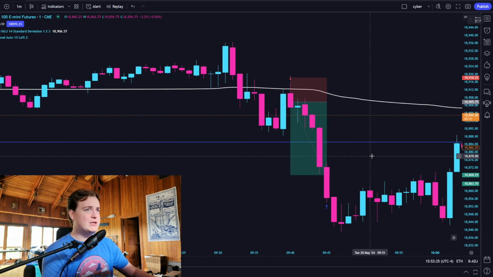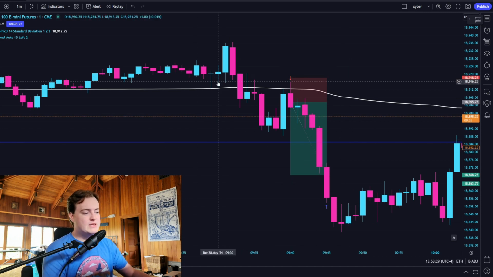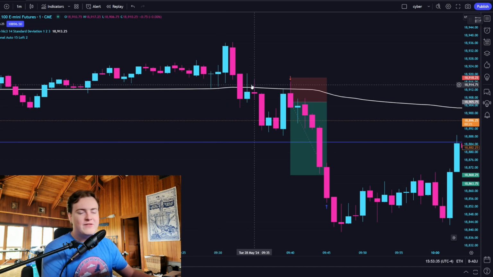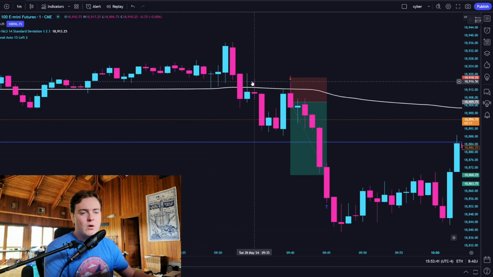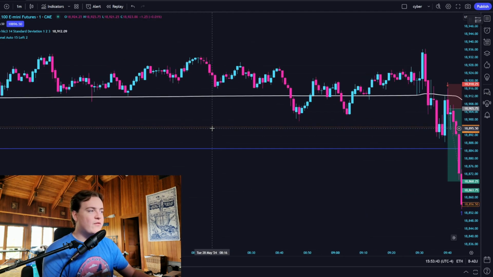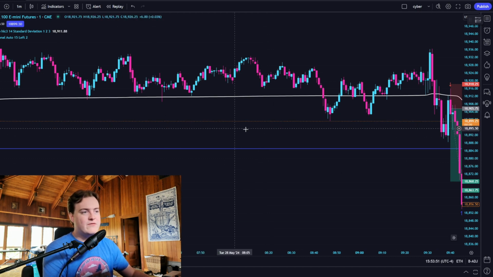All right, so as you can see on the 1 minute chart, we see market open here at 9:30 in the morning, and it kind of just chops around for about 5 minutes, and we're just hugging the VWAP. As you can see here, pre-market, we've been bouncing off of the VWAP for a little bit.